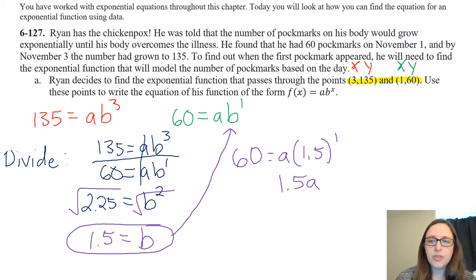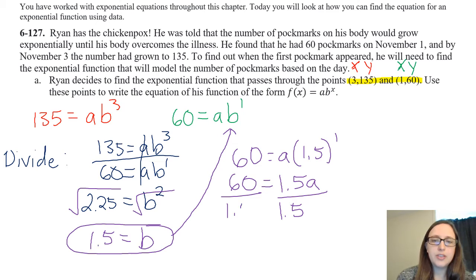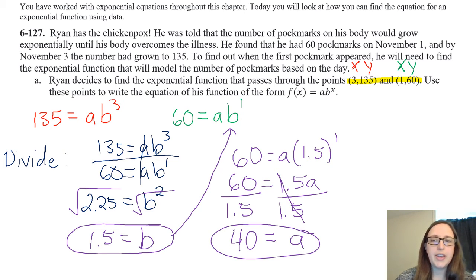So that's just 1.5 times a, still equals 60. So we want to get a by itself. All we do is divide 1.5 on both sides. And then I think we should get 40. Yeah, 60 divided by 1.5 is 40. Those cross out, so that leaves us with a.